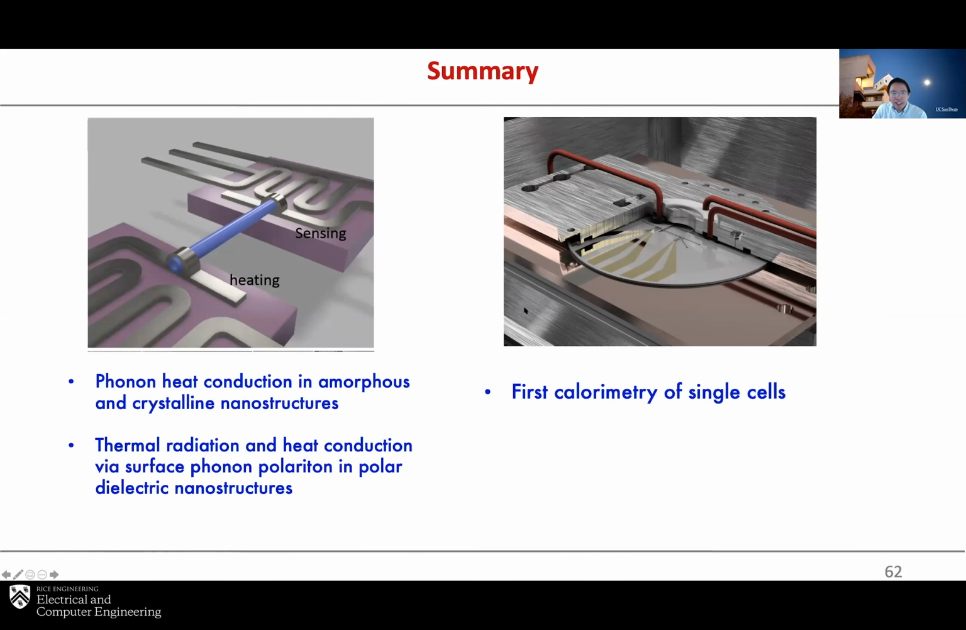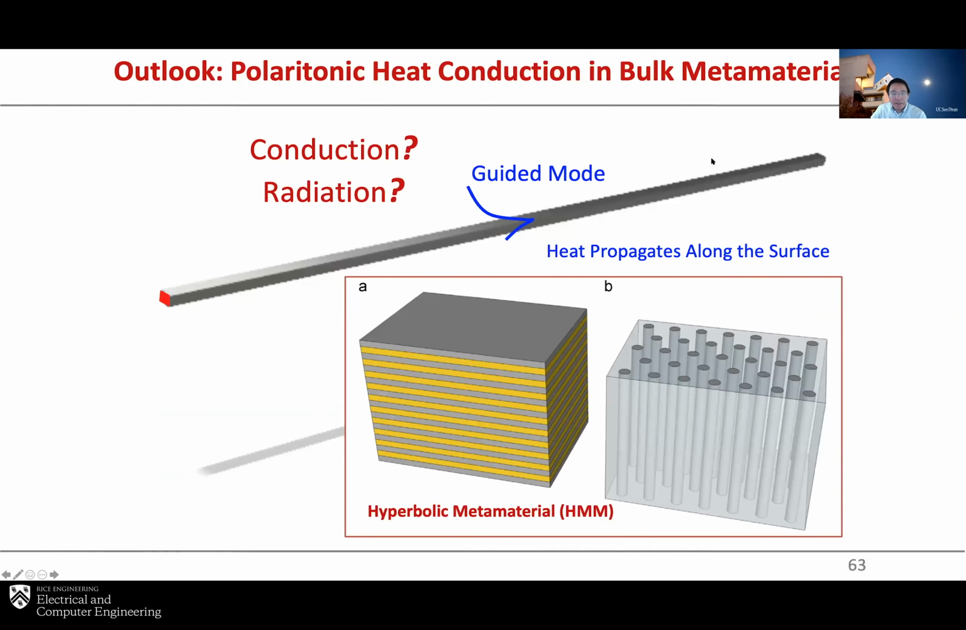Yeah, so in summary, I've spent quite a bit of time to talk about heat transfer by both phonons and photons, or surface phonon polaritons, in both silicon and polar dielectric nanostructures. We also briefly talked about calorimetry of single cells. And I think in the future, what we are interested in is to really look at bulk-like materials, like metal materials, where the heat conduction is dominated by radiation or surface phonon polaritons, where you can do a lot of engineering to take advantage of the features of photons, for example, high speed, long propagation length, and modulation of photon properties using metal materials.